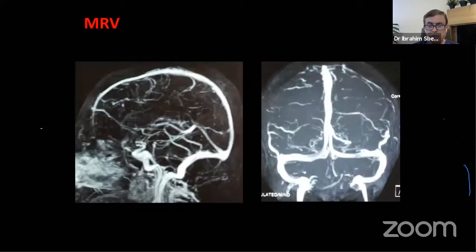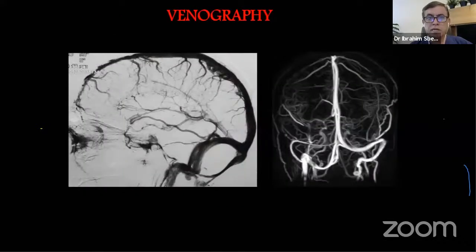MRV is very important. If you want to embark on surgery on the posterior fossa, you need to know exactly where you are, and you need to see the vein of Labbé, and you need to see the petrosal sinus if you want to use the petrosal approaches. So it's very important and essential. MRI, MRA, MRV are one unit for me. And sometimes you get surprises.